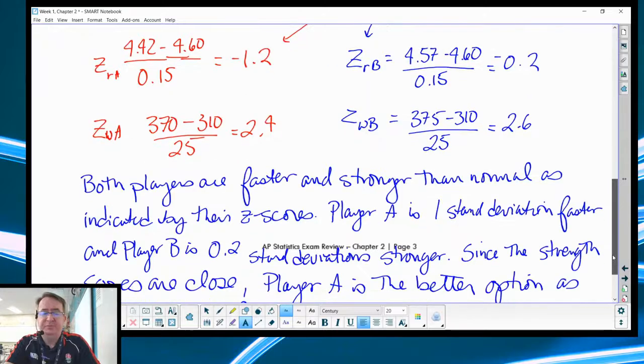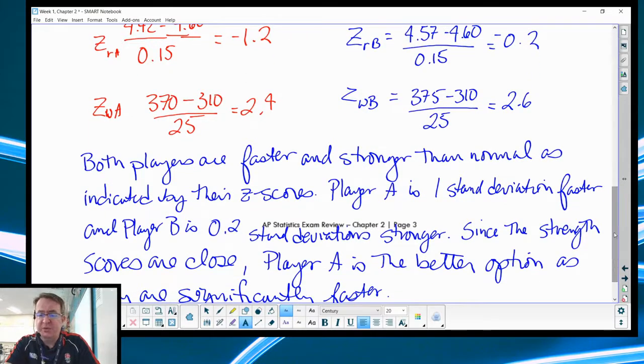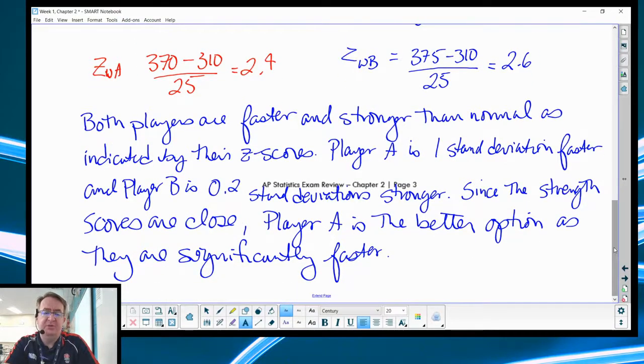So that's what I ended up saying, and what the answer actually is: both players are faster and stronger than normal, as indicated by their z-scores. Player A is 1 standard deviation faster than player B, and player B is 0.2 standard deviations stronger. Since the strength scores are close, player A is the better option, as they are significantly faster than player B. If you did all of that, that would pretty much get you essentially correct and 4 points on this one.